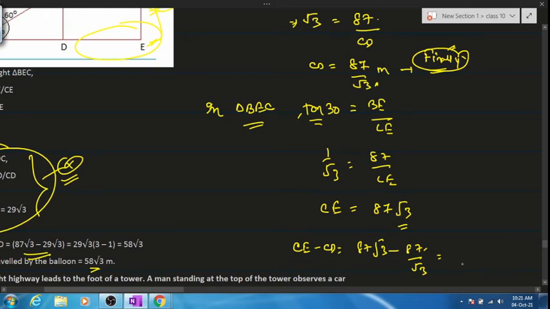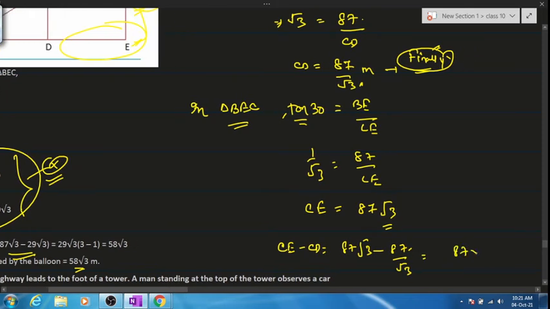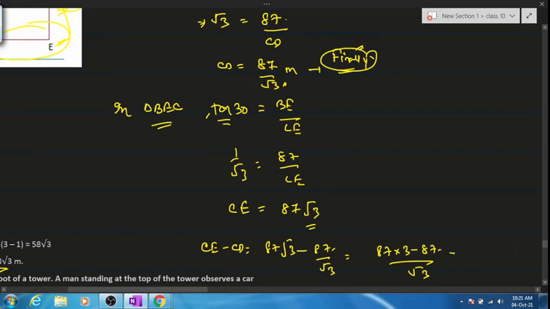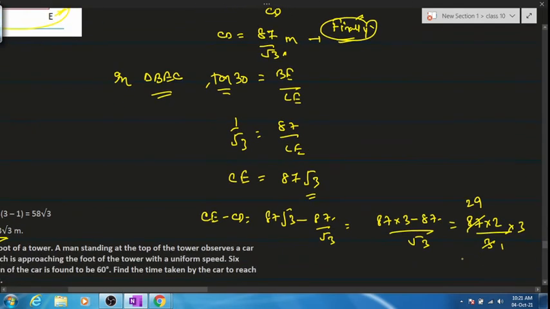Can we get the final answer? 87 into 3 minus 87 divided by root 3, which is 87 into 2 root 3 over 3. We go on to cancel out this thing, we'll be getting out here 29 into 2, which is 58 root 3 meters as the final answer.